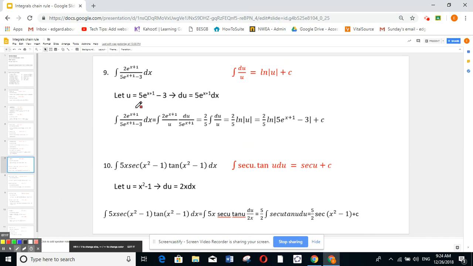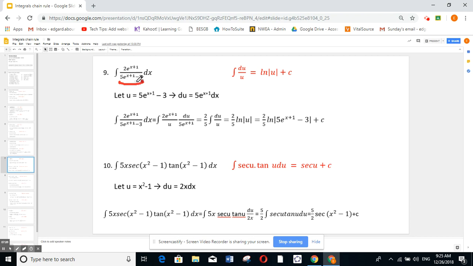Number 9. So directly, when you have an expression where the denominator is power 1, try to think to take the denominator directly because it will be of the form du over u. If not, we're going to search for something else. I cannot pick the numerator first of all to be u because I cannot cancel this expression with the minus 3, but I will take the denominator.